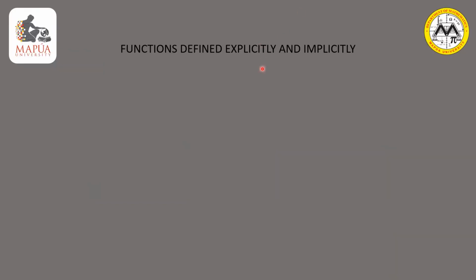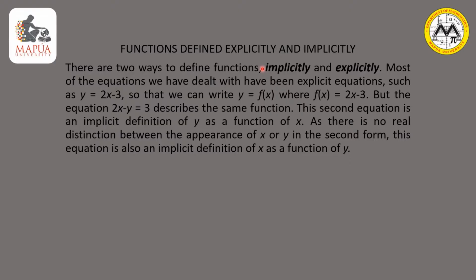Recall from algebra that a function may be defined explicitly or implicitly. A function is said to be defined explicitly if we can write the function in the form y is equal to a function in x. So an example will be y is equal to 2x minus 3.